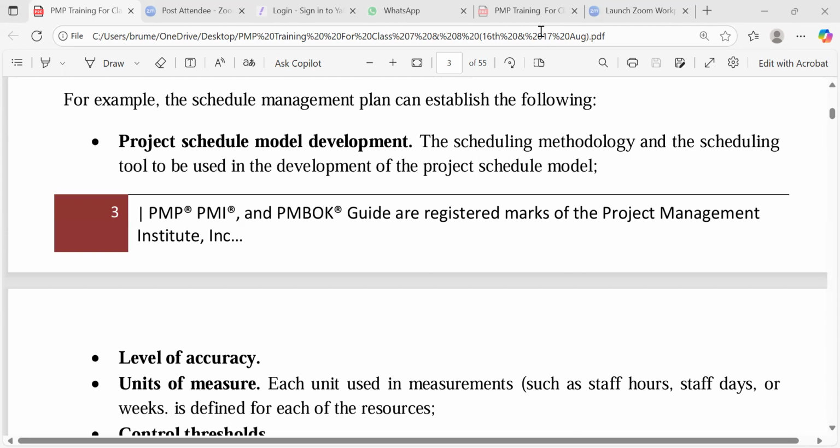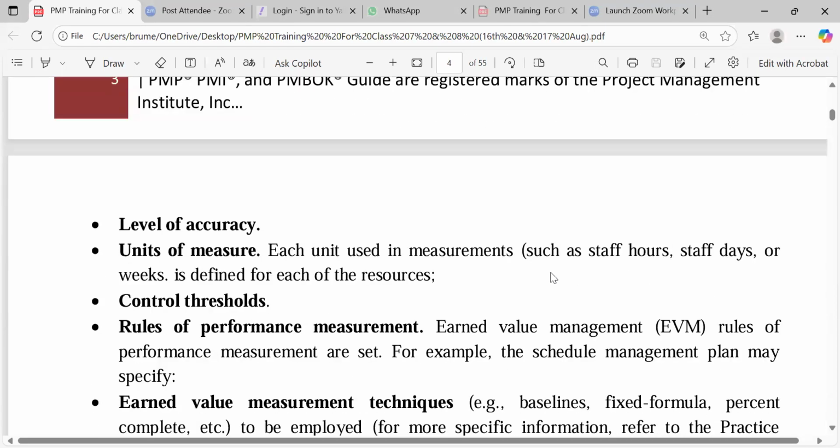When we say days shift, should we rather be using 8 hours, or should we be talking about days? Each unit used in measurement must be specified. In Primavera, should we be seeing weeks, months, days, or hours? What should we see? That decision should be made. It's not set in stone. So we have the unit of measurement and also the control threshold.